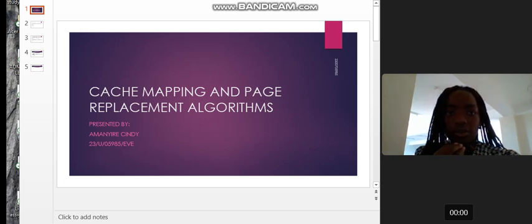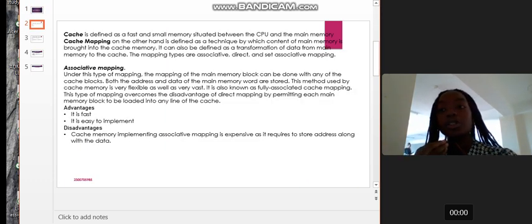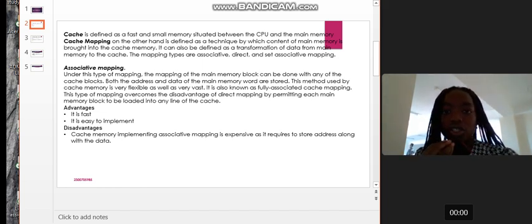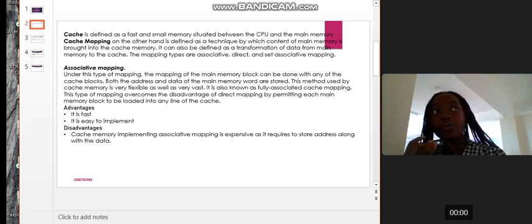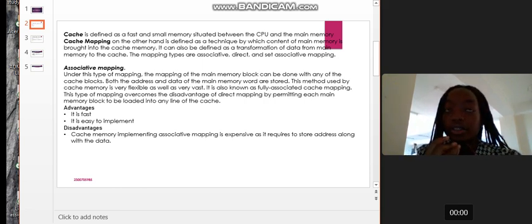I'm here to discuss with you cache mapping and page replacement algorithms. So let's first look at cache mapping. When we talk about cache mapping, we're talking about a fast and small memory that is situated between the CPU, that's the central processing unit, and the main memory. Cache mapping is defined as a technique by which content of main memory is brought into the cache memory. Actually, you can talk about it as a transformation of data from main memory to cache memory in brief.